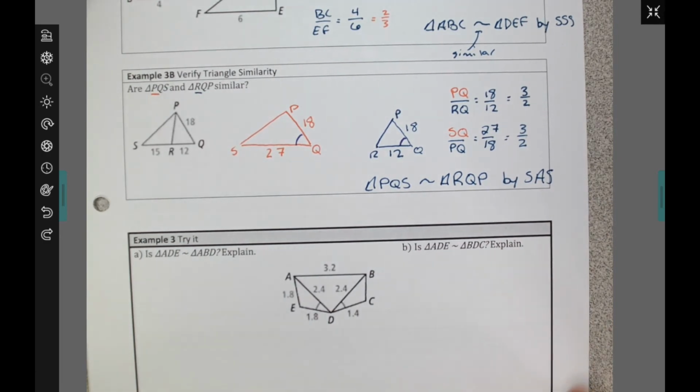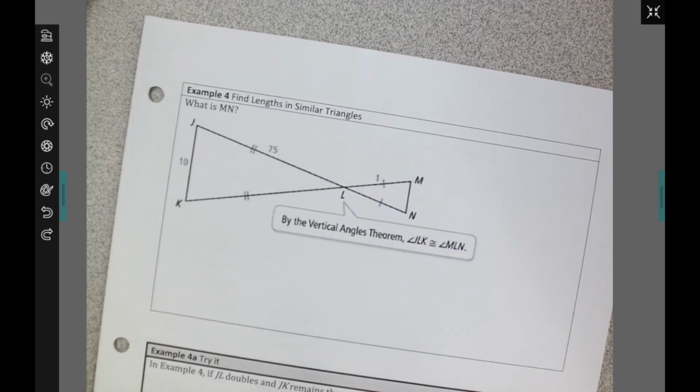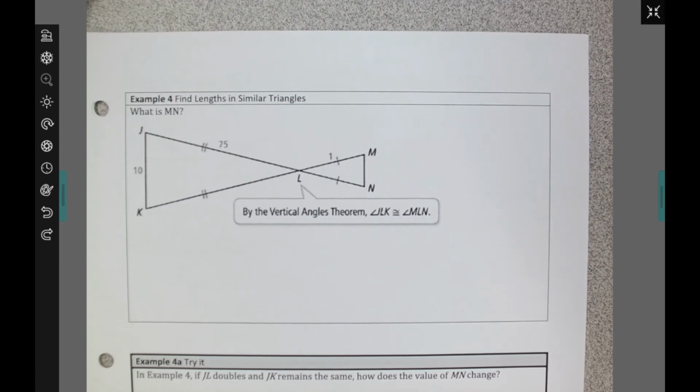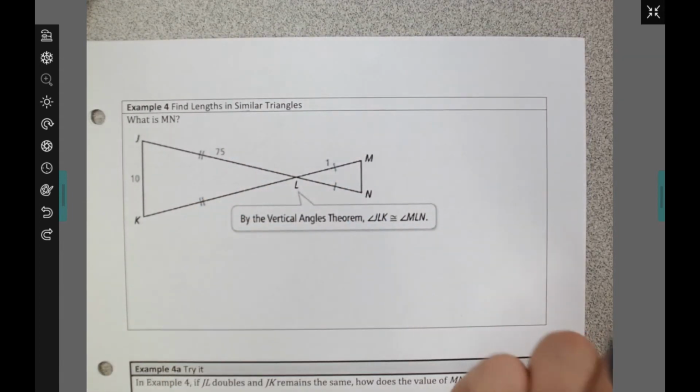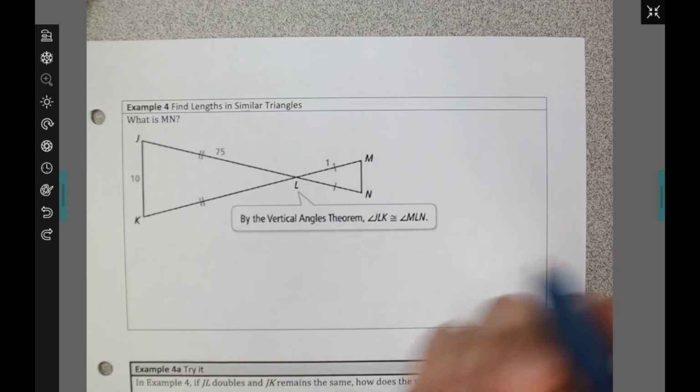Okay, we got one more to work with. That's going to be example 4. So example 4, they're asking us what is MN. They want to know what is the length of MN in this triangle. So first off, we have to figure out if they're similar or not. They flat out tell us they're similar, but realize we should be able to prove this.